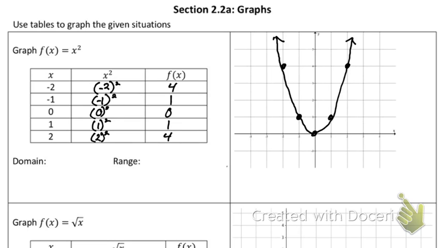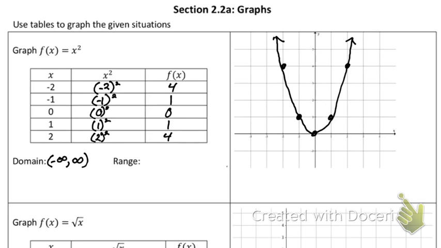The big thing is look at, are you allowed to square negative numbers? Are you allowed to square 0? Are you allowed to square positive numbers? Yes, I can plug anything I want in there. So that means my domain would be negative infinity to infinity.